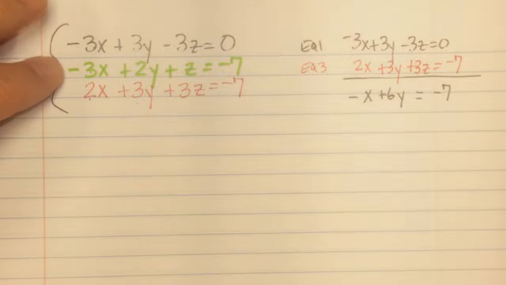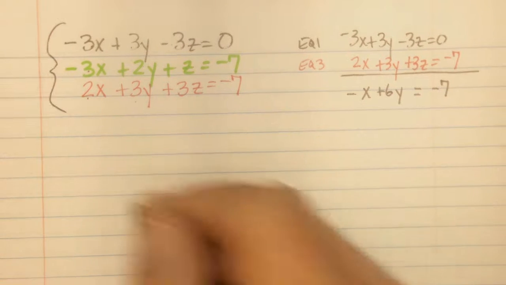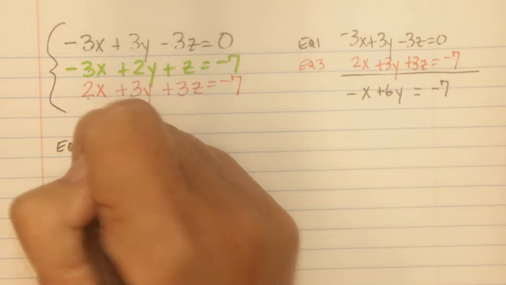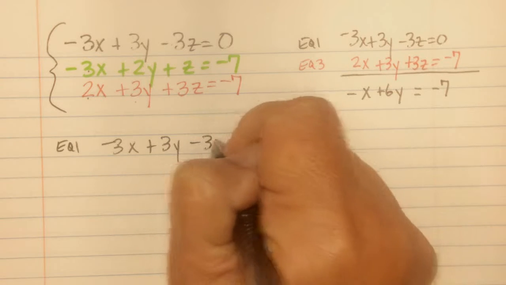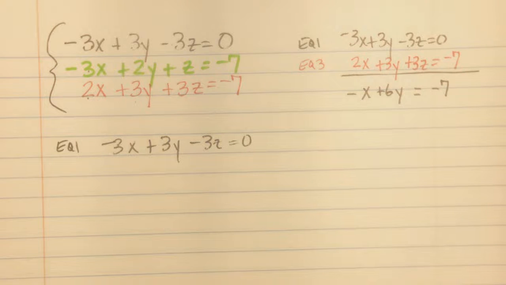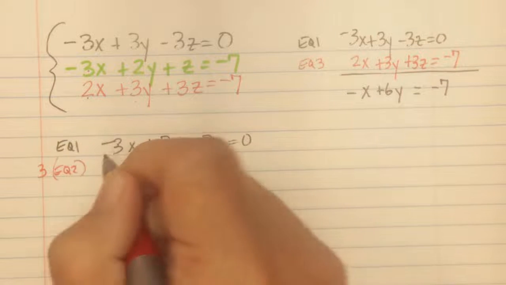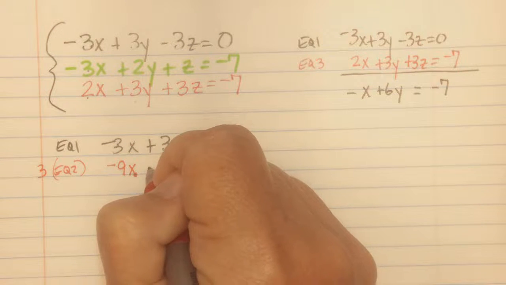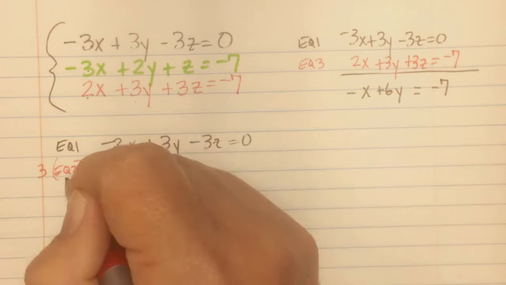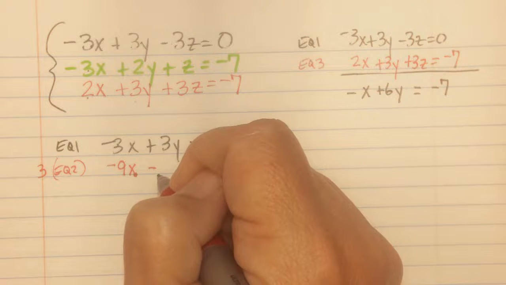So I see that if I take equation 2 and I multiply it by 3, then I'd have opposite coefficients here. So I'm going to take equation 1 and keep it just the way it's written. -3x plus 3y minus 3z is equal to 0. And I'm going to take equation 2 and I'm going to multiply it by 3. So I'm going to get -9x, multiplying this equation 2 by 3.